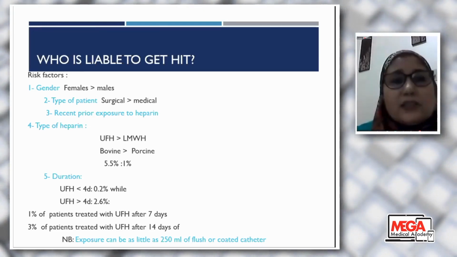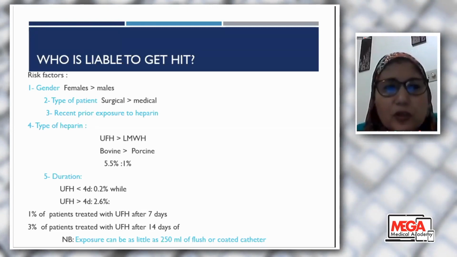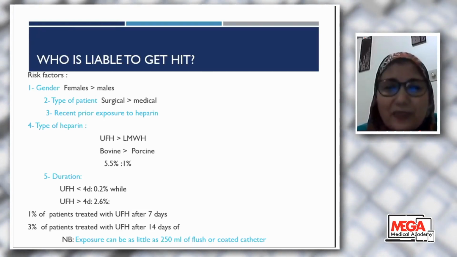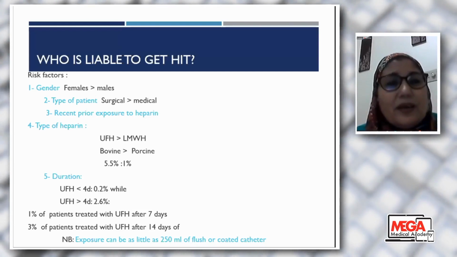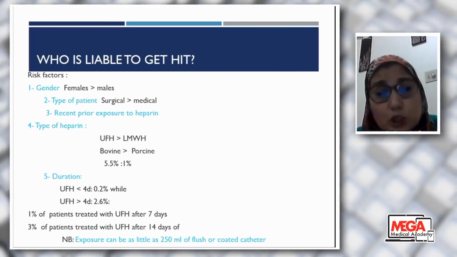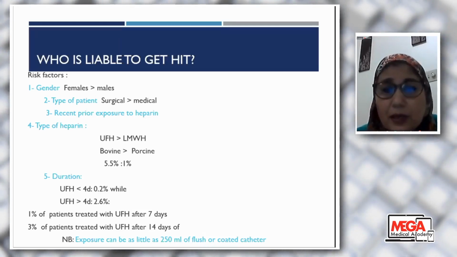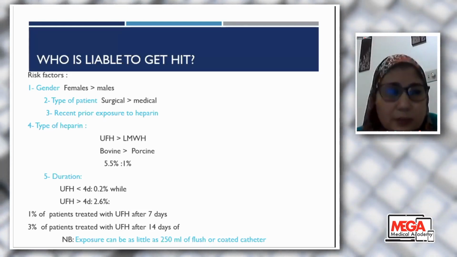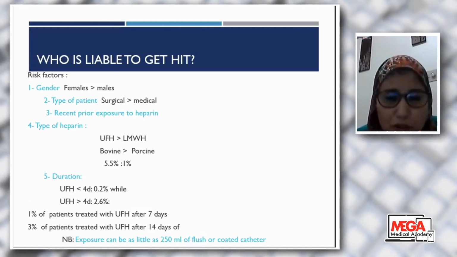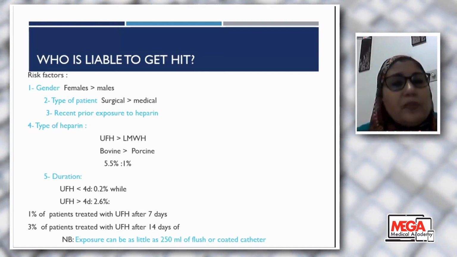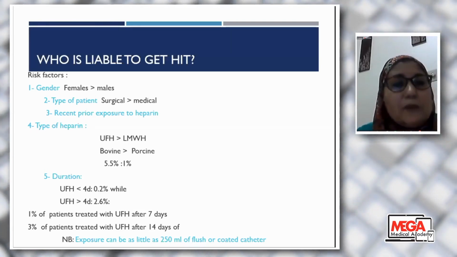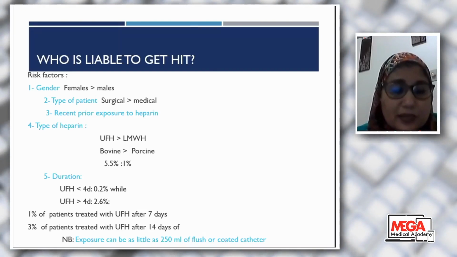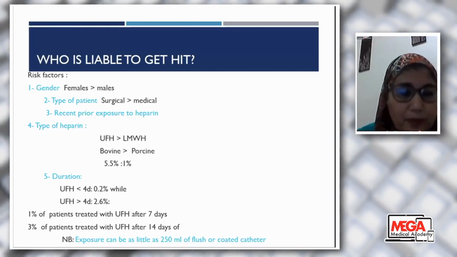Okay? Let's talk about the risk factors, or who are the patients who are liable to get HIT. For gender, unfortunately, females are more affected than males, especially if they are admitted for surgical purposes. So HIT is very common in surgical work compared with medical work, especially after certain operations such as cardiac surgery or orthopedic surgery. This is as regards the cause of hospital admission. Whenever the patient is exposed to heparin, this is considered a risk factor.